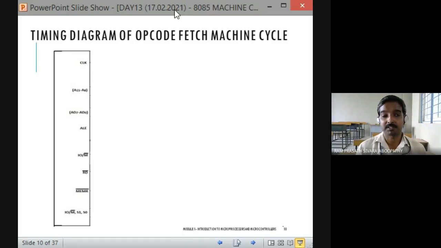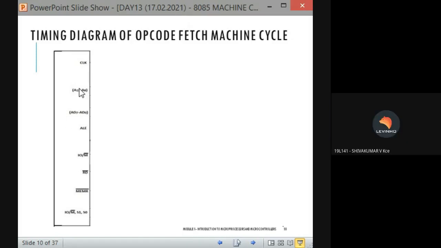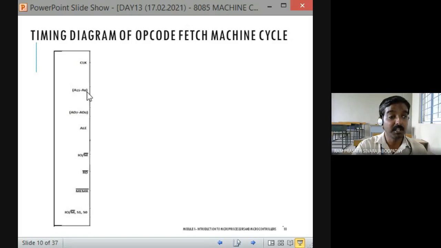Fine? Okay. So now A15 to A8, here we mentioned this signal, and AD7 to AD0, we mentioned this signal. These 16 lines: this is one group of 8 lines, this is another group of 8 lines. Correct? So AD7 to AD0 multiplexes the lower order address with the data line. Fine? Okay, then ALE is involved during the opcode fetch machine cycle.